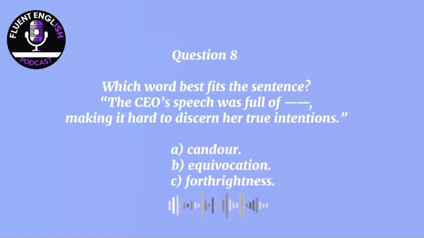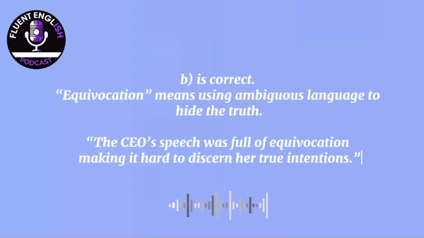Question 8. Which word best fits the sentence? The CEO's speech was full of making it hard to discern her true intentions. A. Candor. B. Equivocation. C. Forthrightness. B is correct. Equivocation means using ambiguous language to hide the truth. The CEO's speech was full of equivocation, making it hard to discern her true intentions.